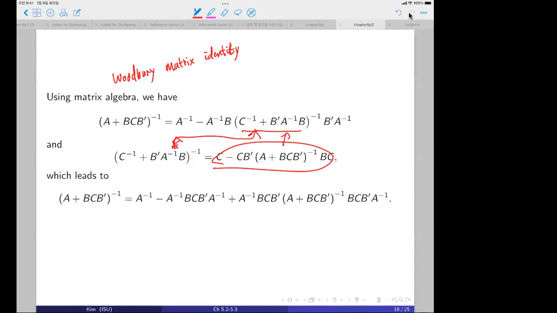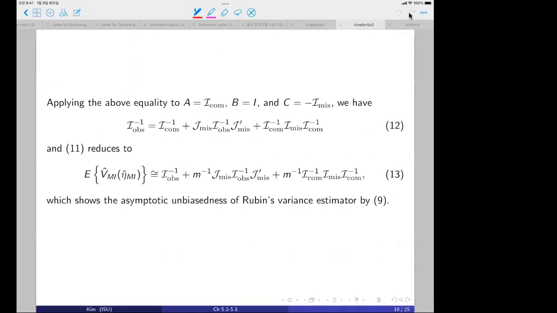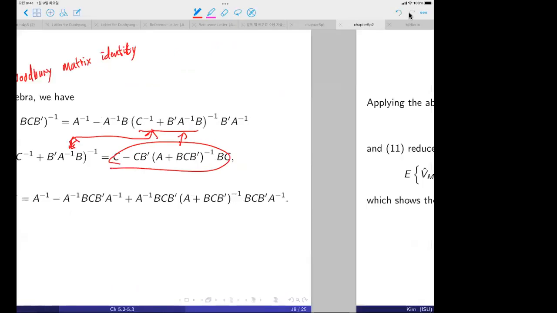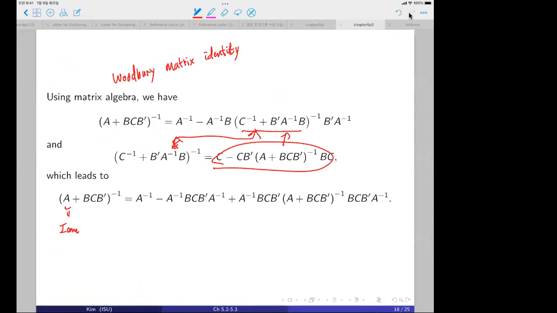Okay, and then basically we use A equal I, B equal I, and C. Then this will be, so A is I, B is what? I. So I. And C is what? I_miss, minus I_miss. Okay. So, and I, right? So then this one is what? The inverse of I minus I_miss, which is the inverse of the I_obs.